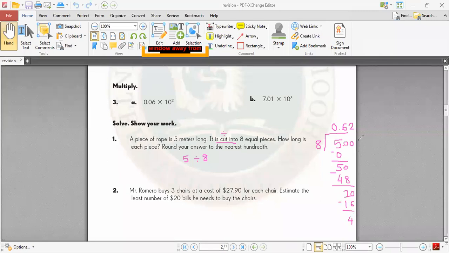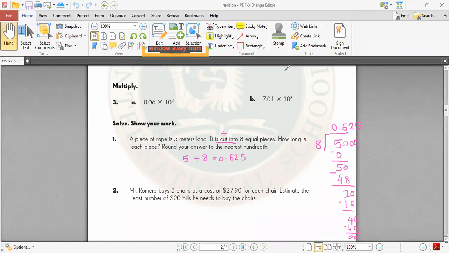We still have a remainder. So we are going to put another 0, bring it down. So this is 40. 40 divided by 8 equals 5. So we're going to write here 5. 5 times 8, this is 40. Then we have to subtract. So this is 0. And we don't have any remainder anymore. So the answer here is 0.625. Or we can say that this is 625 thousandths.